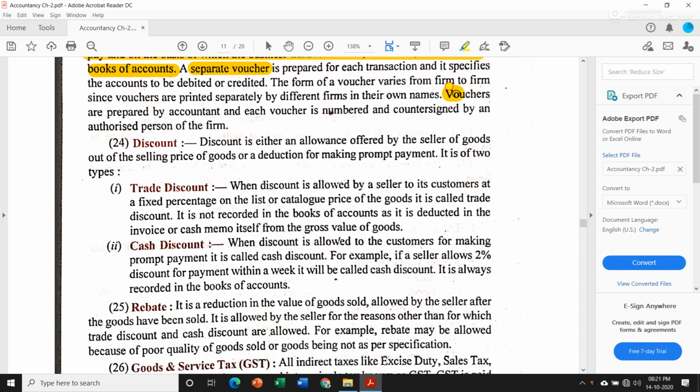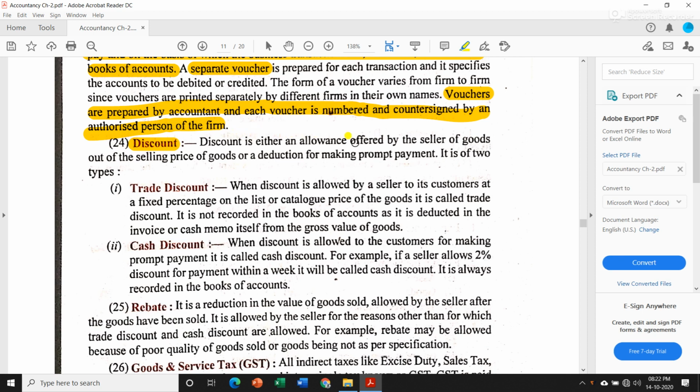The vouchers are prepared by an accountant and each voucher is numbered and countersigned by an authorized person of the firm. When we prepare a voucher, it should be prepared by an accountant and not by anyone else, and after preparing it, it should be numbered, for example voucher number 300, and it should be signed by an authorized person, either the manager or the owner of the firm.